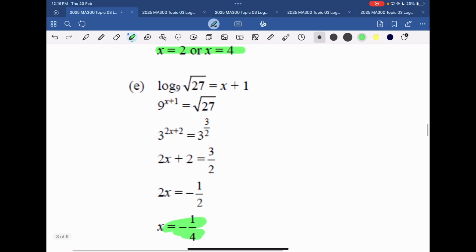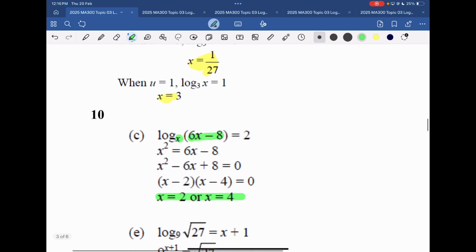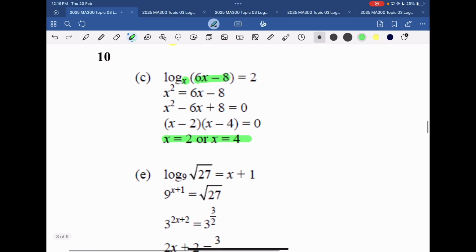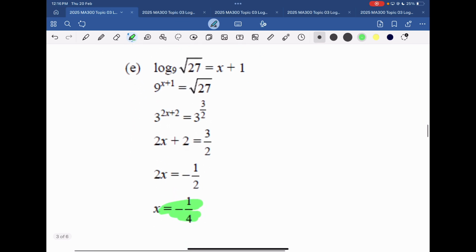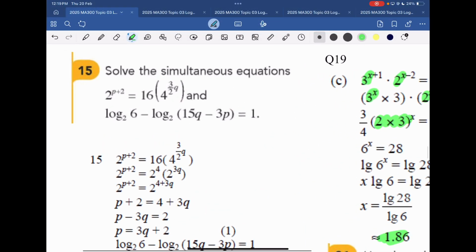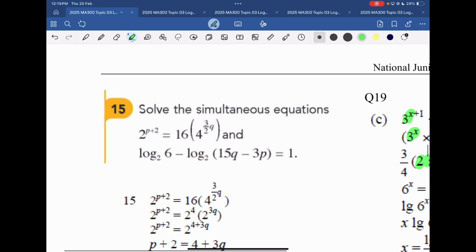Can I go on to E? Is C finished? Is E okay? Did everyone get it correct? I'll pause for a while for you to copy E. You need to be very careful with your indices. Because this kind of question, I will tell you, is about 5 to 6 marks and it's pretty important. So go and do this question like maybe 5 million times.